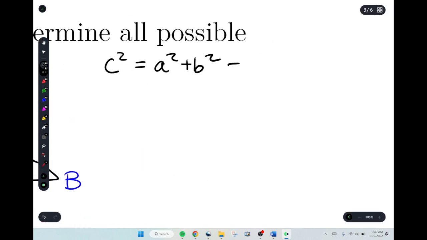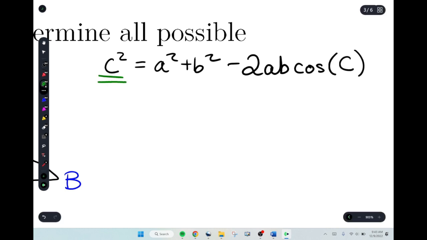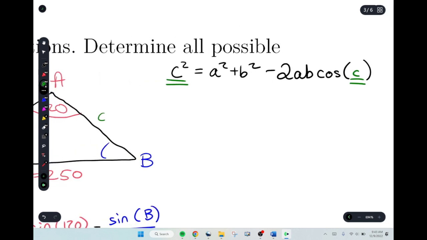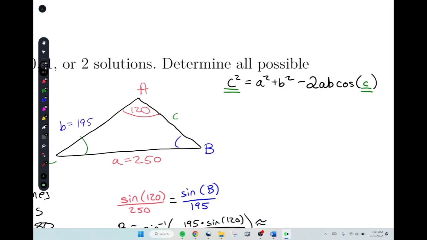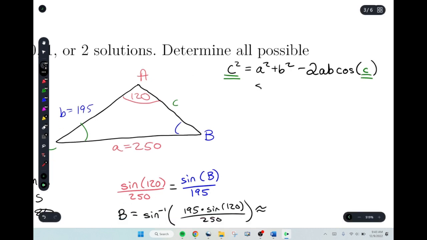What do they subtract from it? 2AB cosine of C, where C matches this thing right there. Sorry, not theta. It's not the same thing. It's the opposite one. So which one's lowercase? Usually this one? Yeah, so that's lowercase c. And you don't ever do the cosine of a side, so you'll know, I hope. And then the law of sines, just to be safe, is sine of A equals sine of B equals sine of C, where you divide by the opposite side, a, b, c.